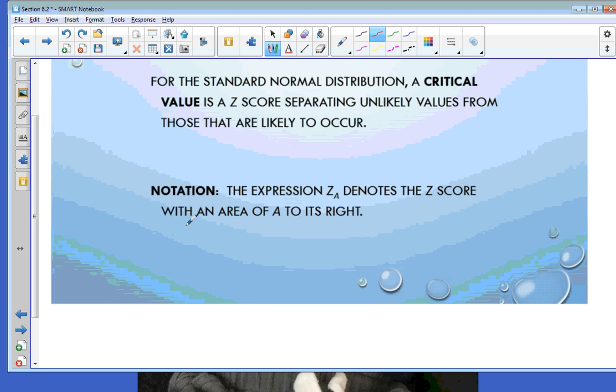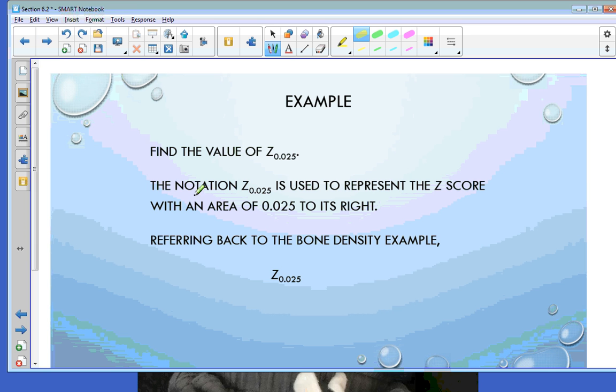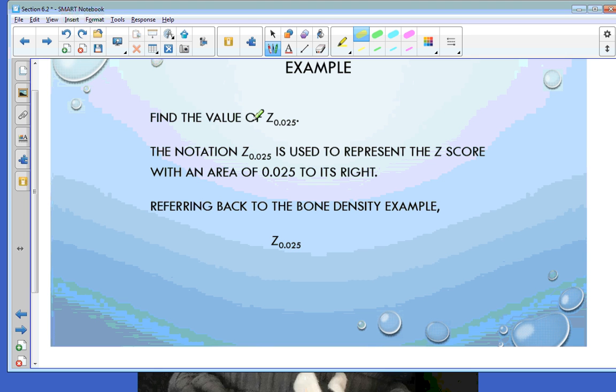So be very careful. It's the z-score and the area is to the right. It's not what our table gives us. Its area is to the right. So find the value of z at 0.025. The notation z at 0.025 is used to represent the z-score with an area of 0.025 to its right.